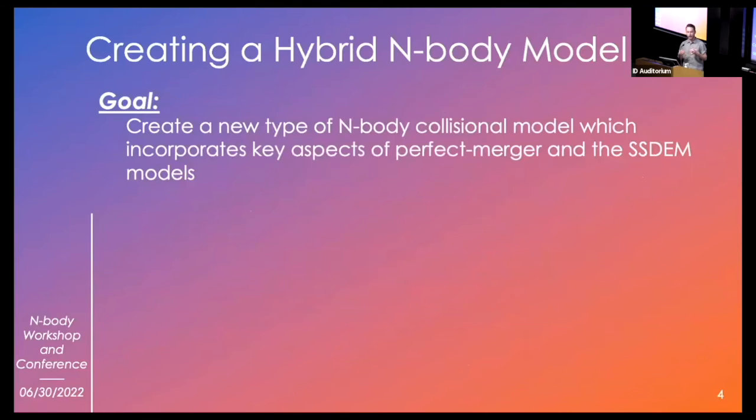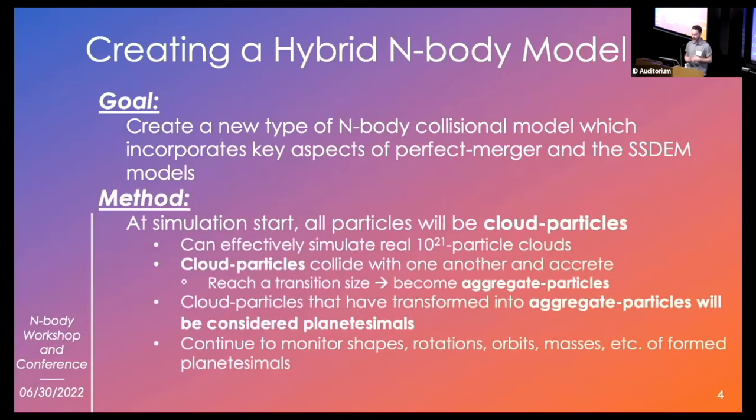So our goal is to take the best of both worlds from the cloud particle method and the aggregate particle method, and create a new hybrid n-body collisional model which incorporates key aspects of the perfect merger and soft sphere discrete element method models. At the simulation start, we want all particles to be cloud particles so that we can effectively simulate real sextillion-particle clouds with enhanced collision rates. We will have the cloud particles collide with one another and accrete, and upon reaching a transition mass or size, they will become aggregate particles. And we will then continue to run the simulations.